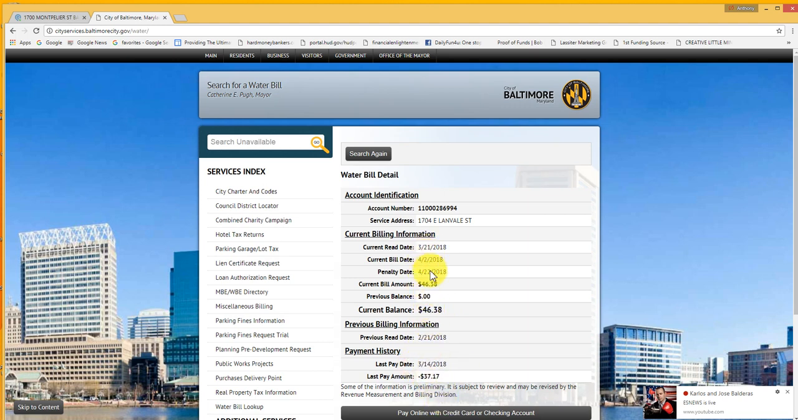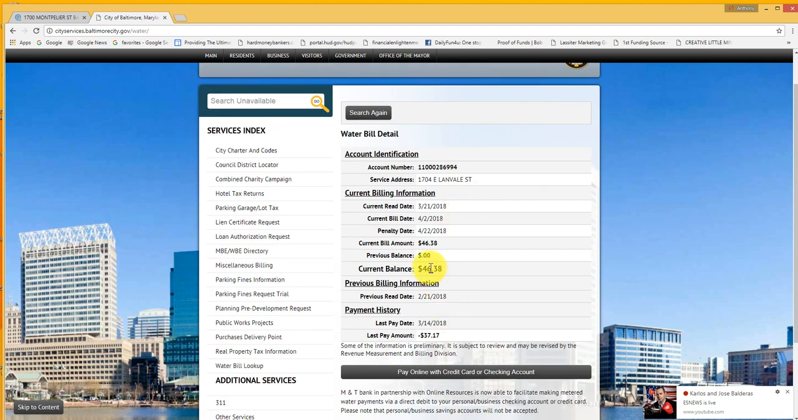So this is pretty much how you go into the Baltimore water metered website and find out whether or not a person owes a big bill or if they owe a bill at all.